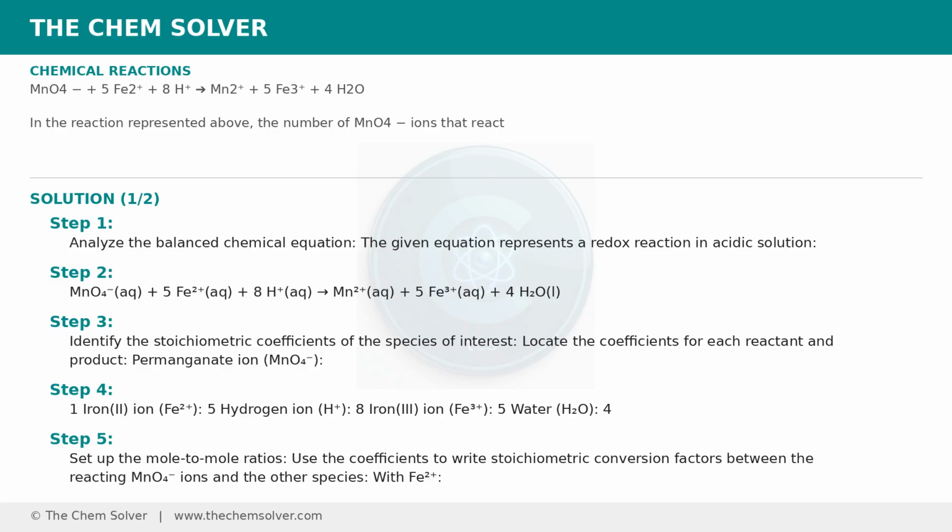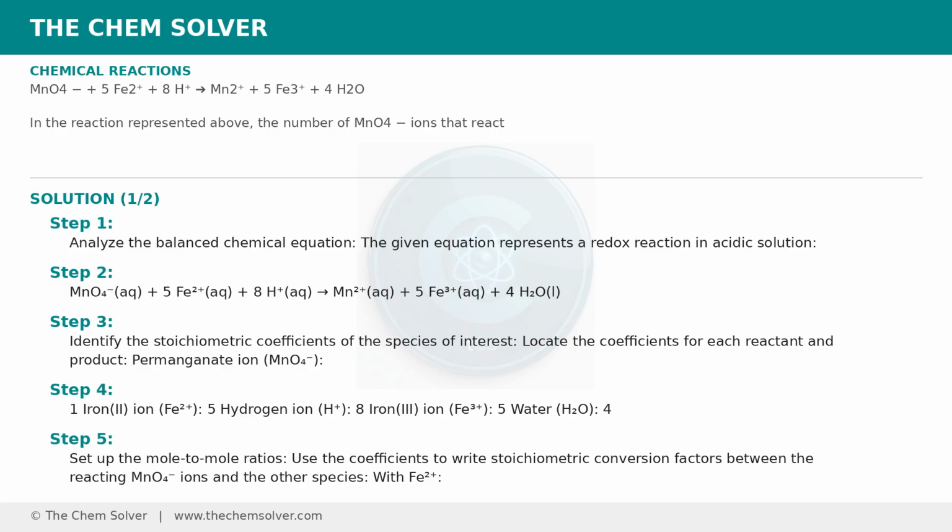Identify the stoichiometric coefficients of the species of interest. Locate the coefficients for each reactant and product. Permanganate ion, MnO4⁻: 1. Iron(II) ion, Fe²⁺: 5. Hydrogen ion, H⁺: 8. Iron(III) ion, Fe³⁺: 5. Water, H2O: 4.